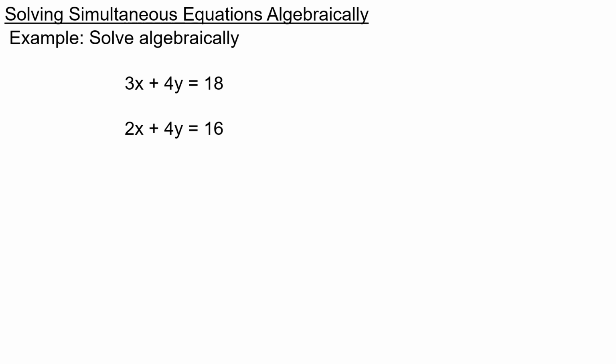We've seen how to solve simultaneous equations using graphs. Now we're going to learn how to do so using algebra. If I have these two equations here, 3x plus 4y equals 18 and 2x plus 4y equals 16, and I want to solve them simultaneously without using a graph, what I can do is label the equations. So first I'm going to label this equation 1 and the second equation, equation 2.